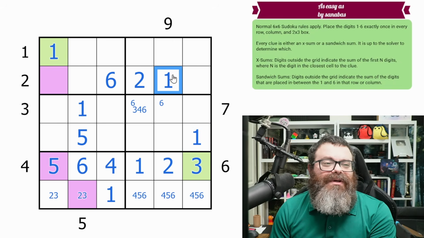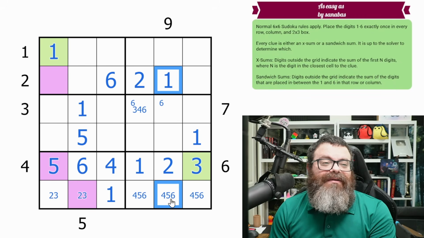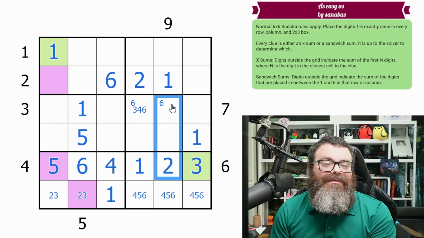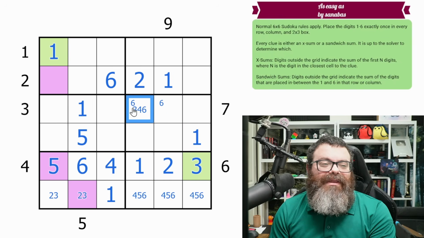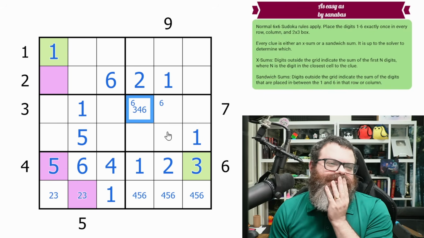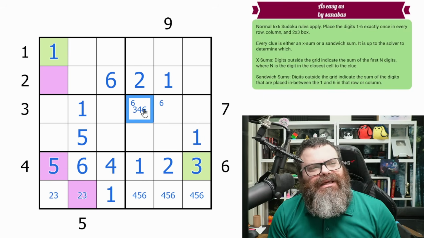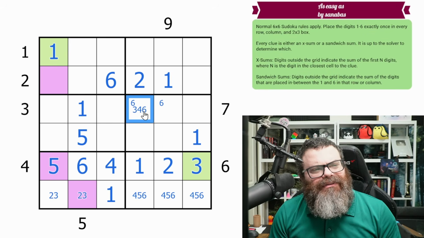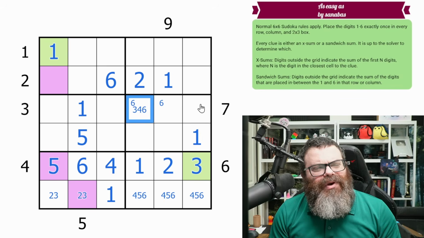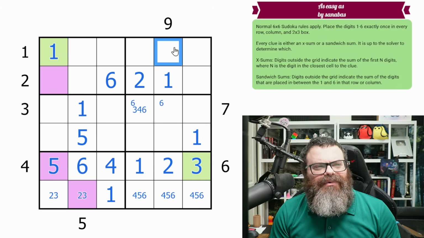Okay. So if we wanted to do a sandwich, we'd have to put the 1 here and the 6 here, and then this would be 2, 3, 4. Ooh, that works, because then this would be 6. Wait, does that work? No. Wait, no, but this could be, if this was x sum, what are we doing? Yeah, this is 5 if this is an x sum.